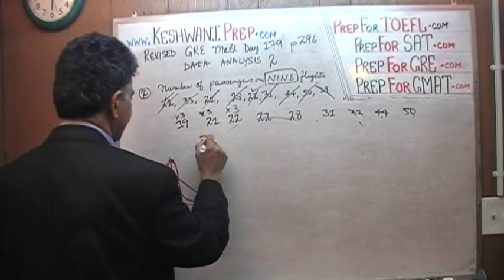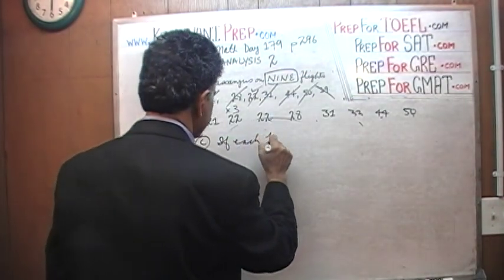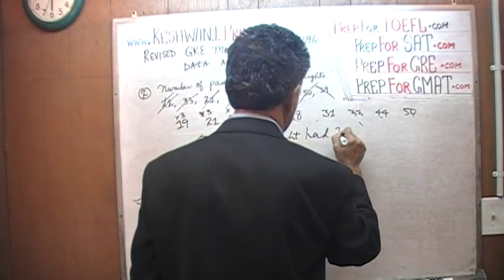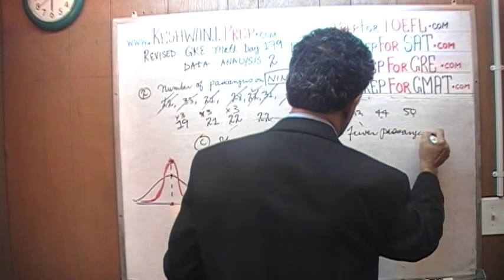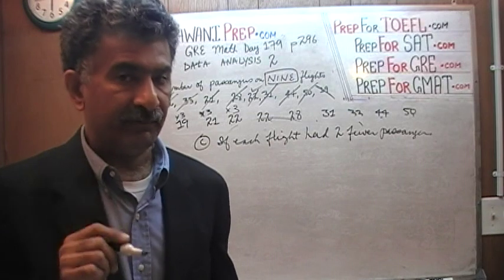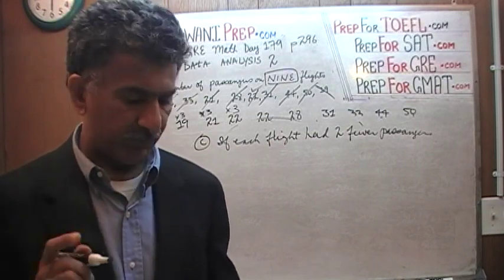In part C, they tell us what would happen if each flight had 2 fewer passengers. No, this is not the same as multiplying each figure by 2. We're not doubling every figure, we're not tripling every figure like we did in part B. We're simply subtracting 2 from each observation.